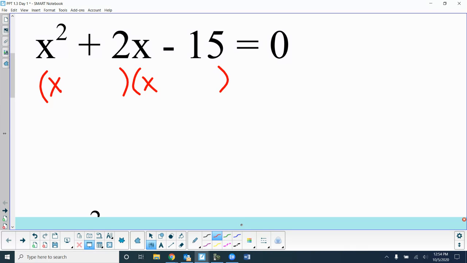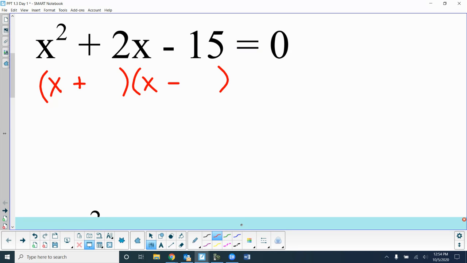When the C is negative like this, one of them is going to be addition, one of them is going to be subtraction. When that C is positive, they're both whatever's in front of the B. So if this was plus 15, these would both be pluses because there's a plus in front of the 2. But this wasn't like that. It was a negative, so one's a plus and one's a minus.